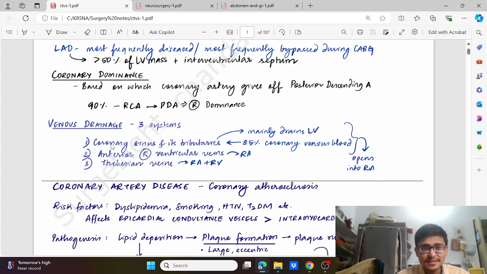Venous drainage is by three systems. First, the coronary sinus and its tributaries, which drain from the left ventricle and carry 85% of the coronary venous blood flow. Then the anterior right ventricular veins, which drain into the right atrium, and the Thebesian veins, which drain into the right atrium and right ventricle. The coronary sinus at the end opens into the right atrium. So overall the blood goes to the right atrium.